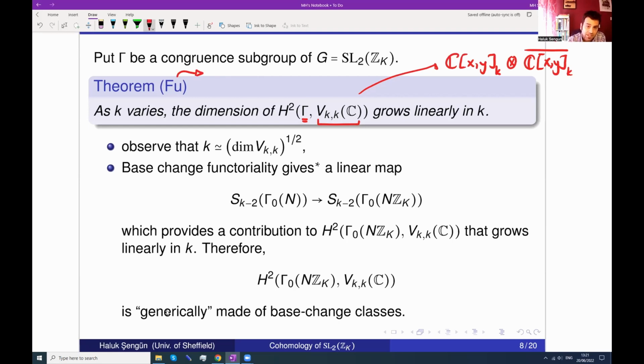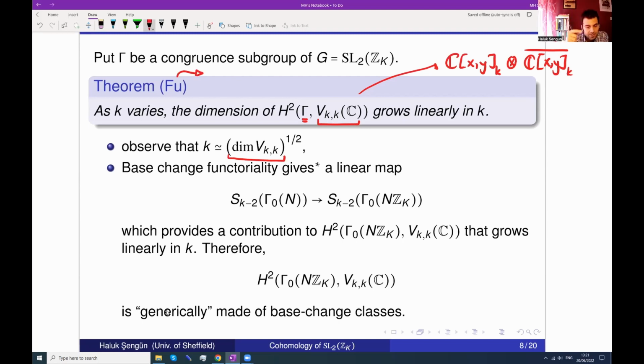So the result is that if you fix the level and let the weight go up, the dimension of H2 will grow linearly in k. Just observe that the dimension of this weight module, as you can see, has 2 copies of symmetric k power, so it's going to be (k+1) squared. In other words, asymptotically k squared. But the dimension of cohomology grows linearly in k. So you're looking at the square root of the dimension of the weight module.